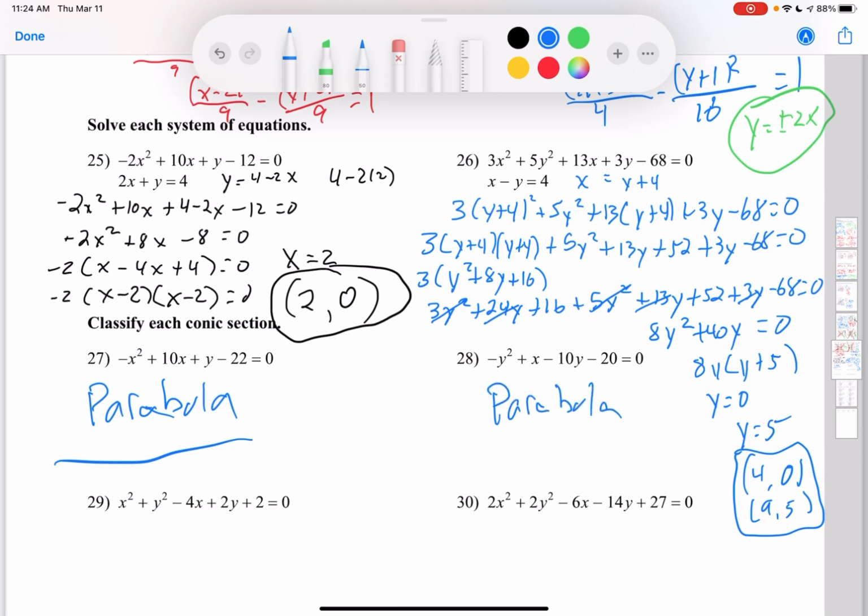Number 29, we've got an x squared and we've got a y squared. They're added together and they don't have any numbers. That makes it a circle. Number 30, you've got an x squared and you've got a y squared, but what's happening here is you've got kind of a 2 with both of them. So since they're both the same, chances are pretty good that they're going to cancel each other out. And you're going to probably end up with a circle here.